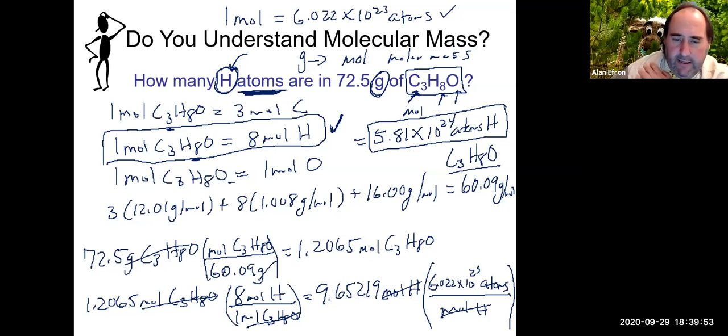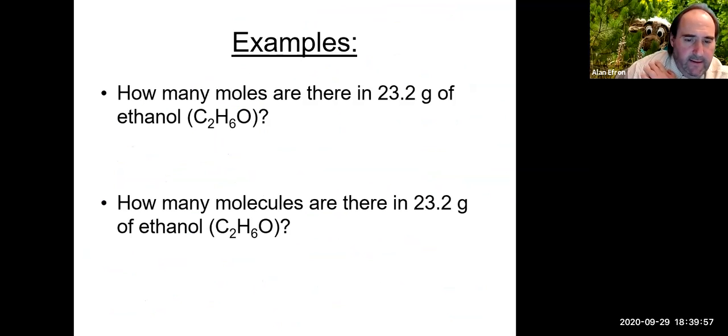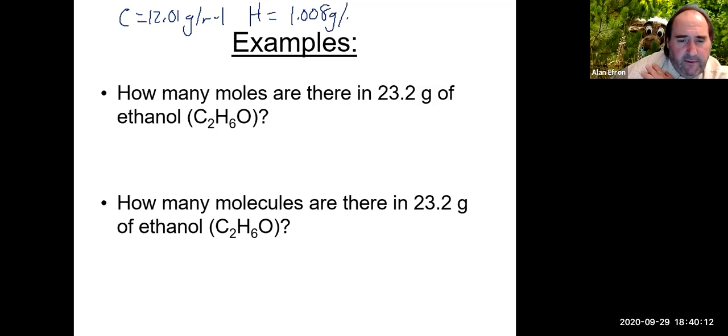All right, so a couple more then. Let's see what we got here. All right, so why don't you give these two a go, and I'll give you some numbers to help. So carbon is 12.01 grams per mole. Hydrogen is 1.008 grams per mole, and oxygen is 16 grams per mole. All right, how many moles and molecules are there in 23.2 grams of ethanol?